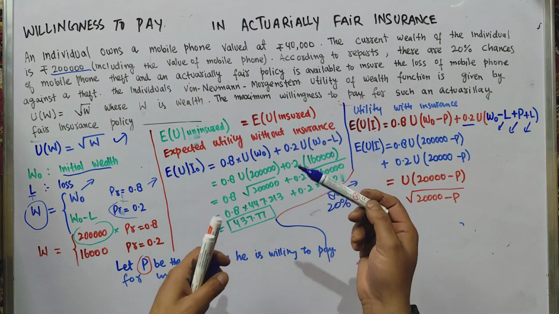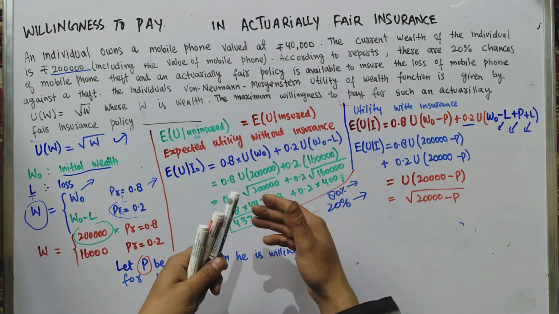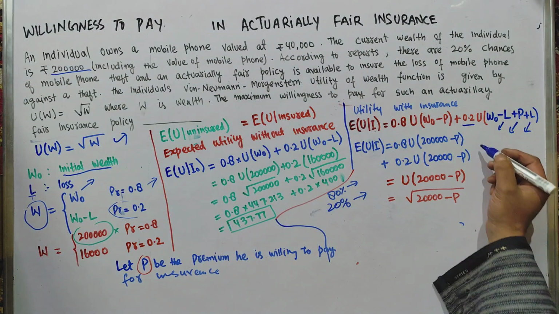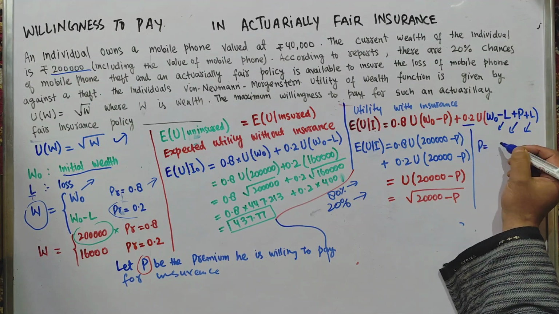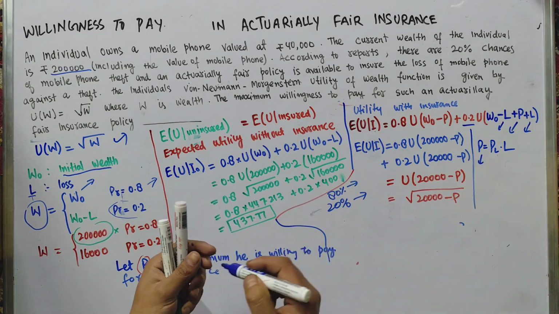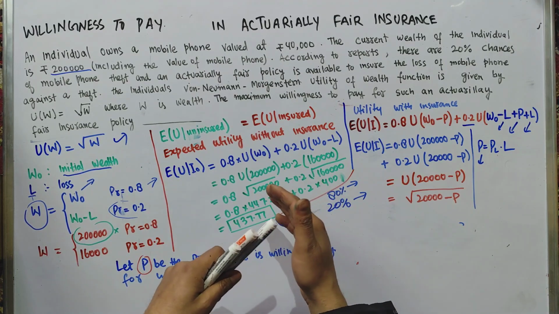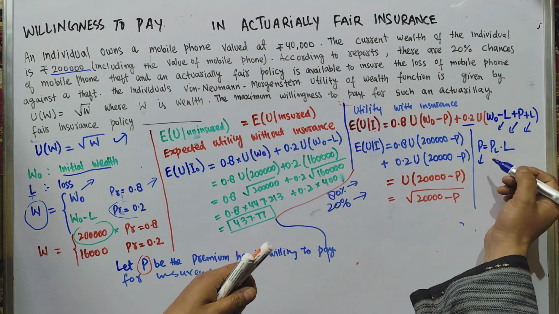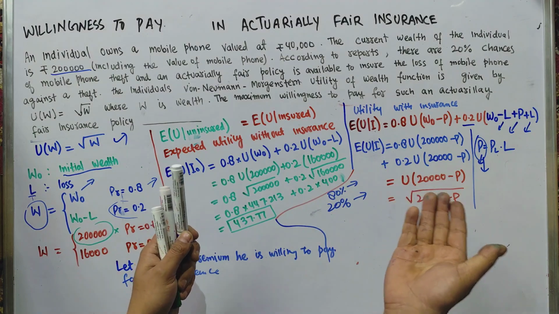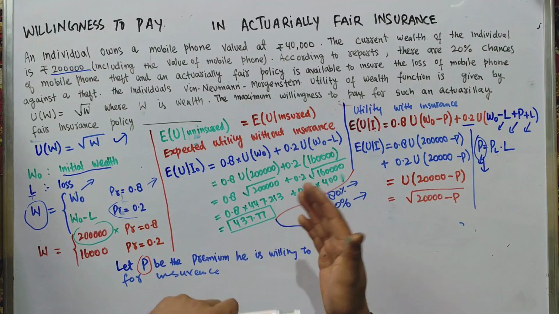Now we need to know what is meant by actuarially fair insurance. We say an insurance is actuarially fair when the premium is equal to the expected loss. By expected loss, what we mean is that the premium is equal to the probability of loss times the amount of loss, and this very premium is called the actuarially fair premium. But since insurance increases the individual's welfare, he would be willing to pay some price in excess of this actuarially fair premium to defray the risk. So we need to find out how much he is willing to pay in case of an actuarially fair insurance policy.